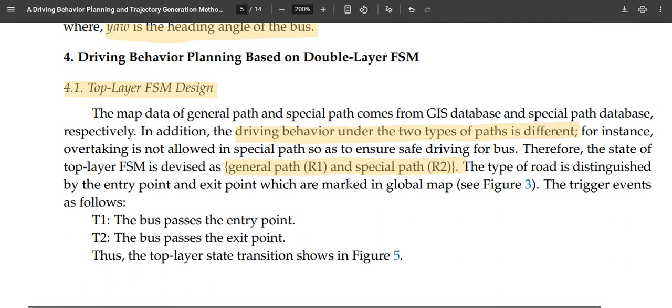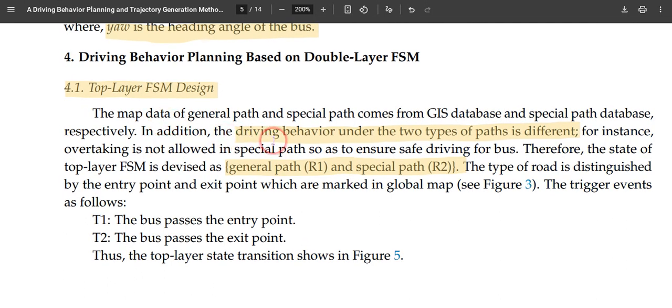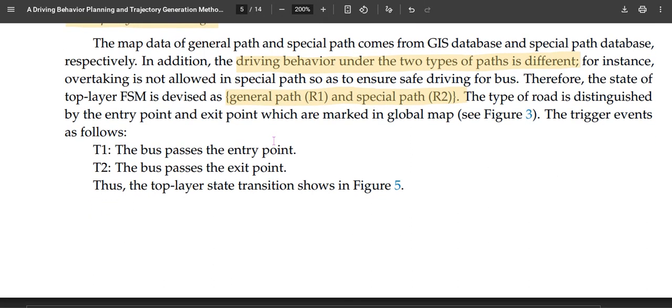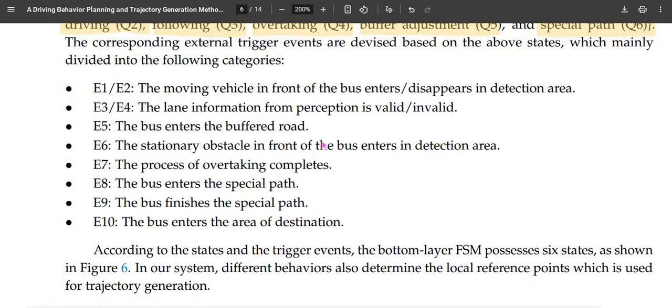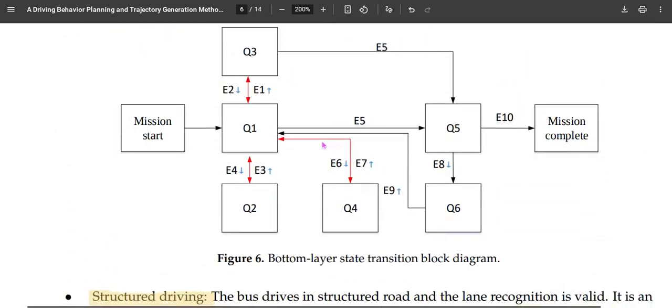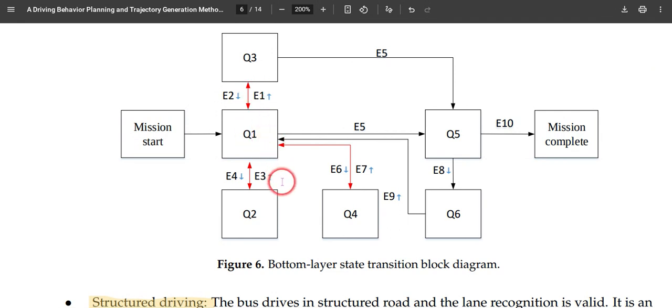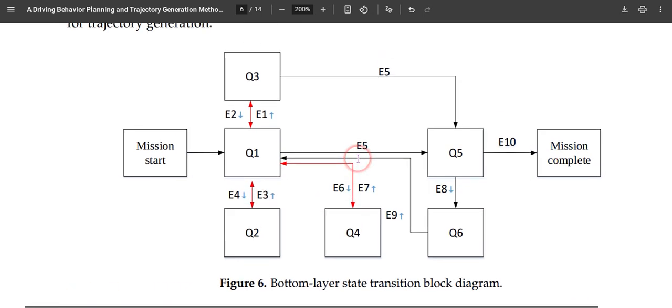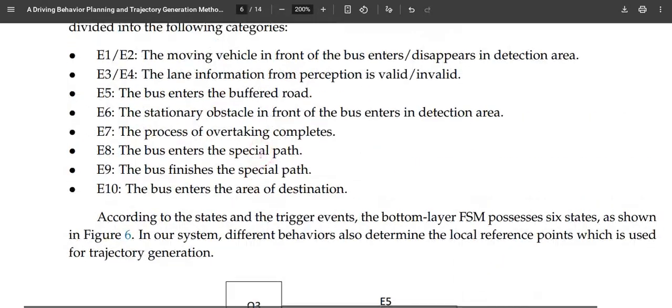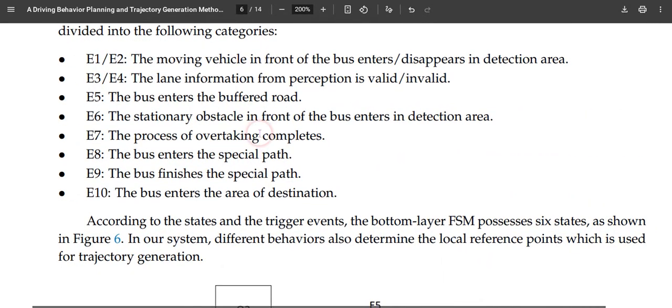corresponding driving behavior. So this is a double layer structure. The top layer is a simplistic one, whether we are in a general path or in a special path. On the bottom layer we have some different states, like going straight, lane following, overtaking, merging back into the lane, and how to handle the intersections. All those things are being embedded in here, and these are the different things to transform into the different states, whether the vehicle is moving in front of the obstacles, that there is kind of a buffered road or a static obstacle, or overtake has to be done.